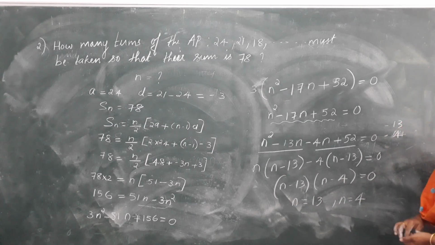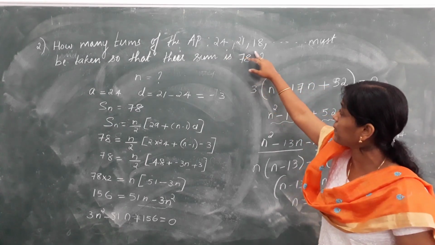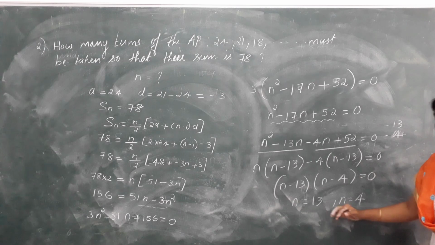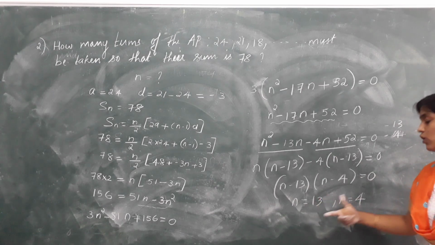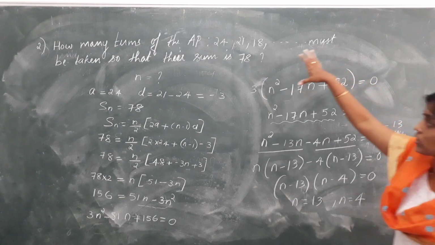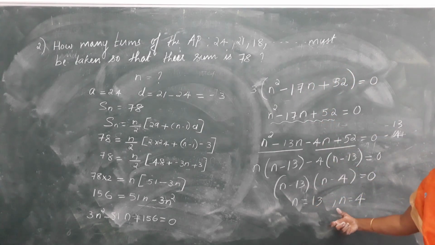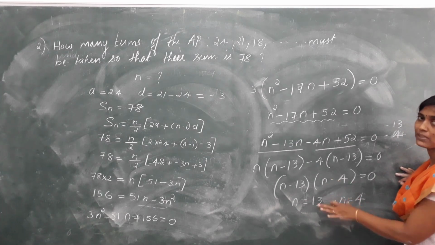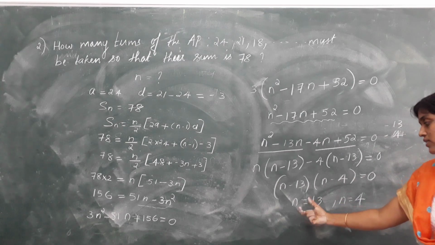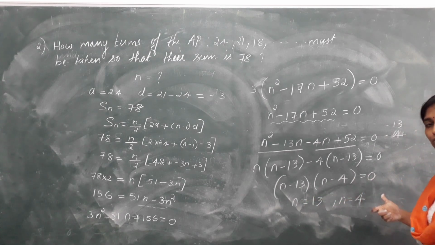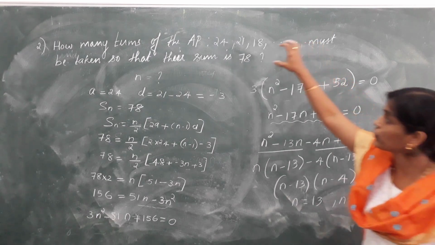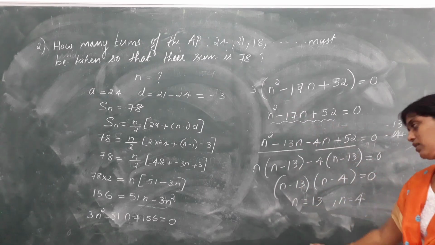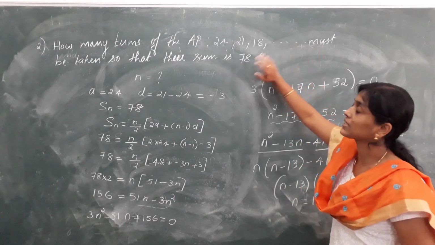We are asked to find how many terms of the AP must be taken so that the sum is 78. And here after solving, we are getting two answers, that is 13 or 4. So automatically you will have the confusion whether the value of n is equal to 13 or 4. Here you can see both the values are admissible, because when we add 4 terms of this AP, you will get the sum as 78, or when you add 13 terms of this AP, you will get the sum as 78.